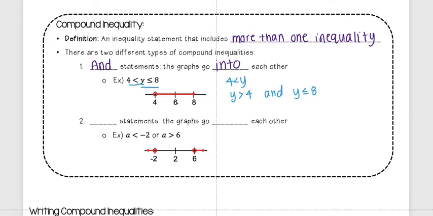The other type of compound inequality I have is OR statements. And these graphs go away from each other. This one's a little bit more self-explanatory when I'm graphing it. For example, I have a is less than -2. So I draw my graph for a less than -2, with an open circle, and I want everything less than it. And then I have OR, a is greater than 6. So I again have an open circle, but I want everything greater than it.